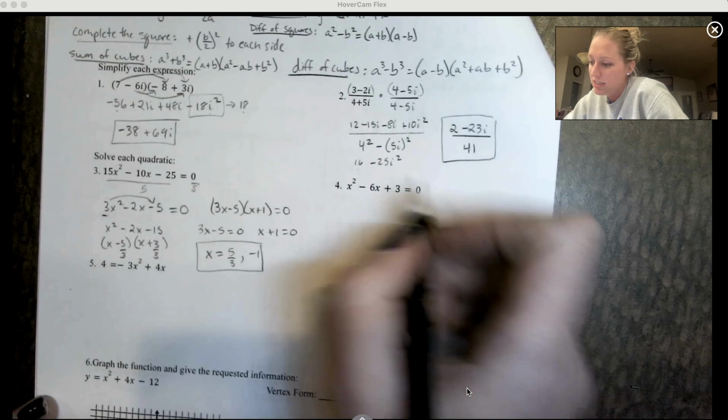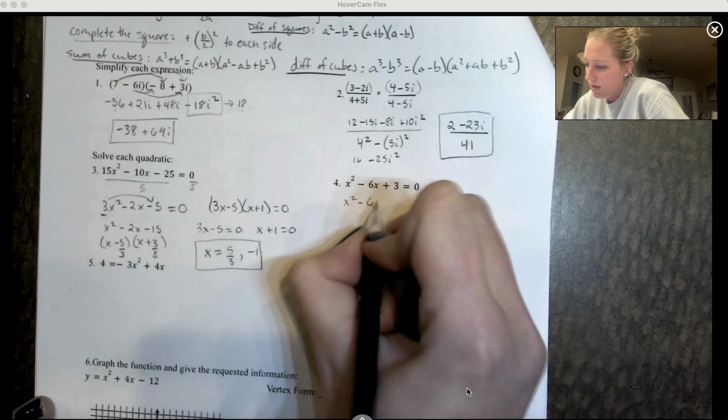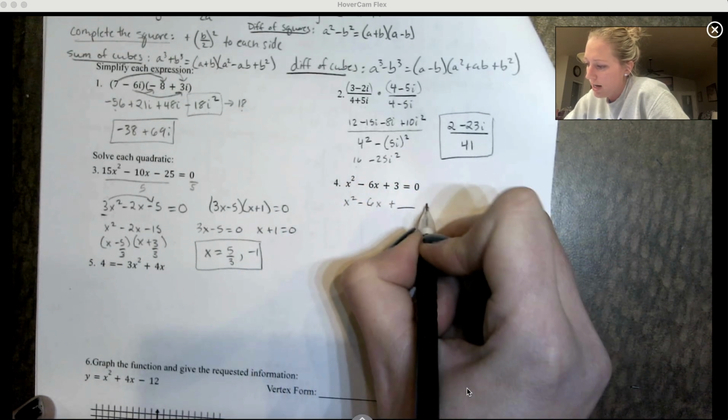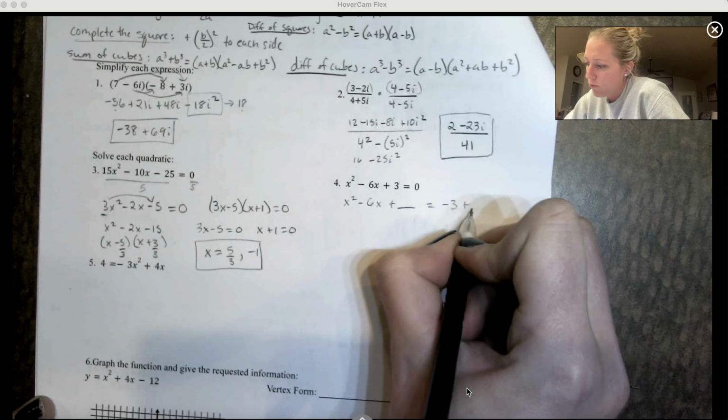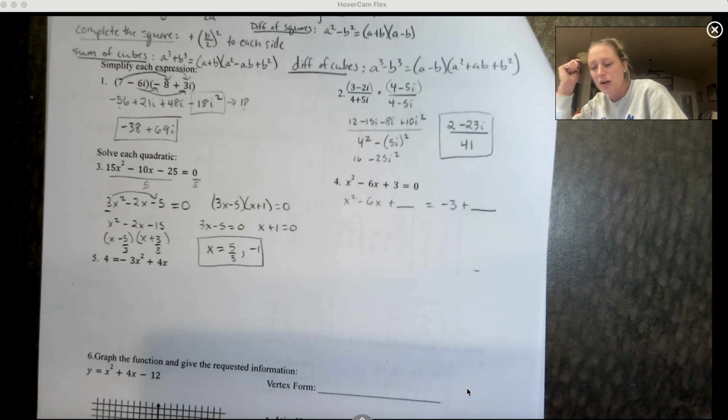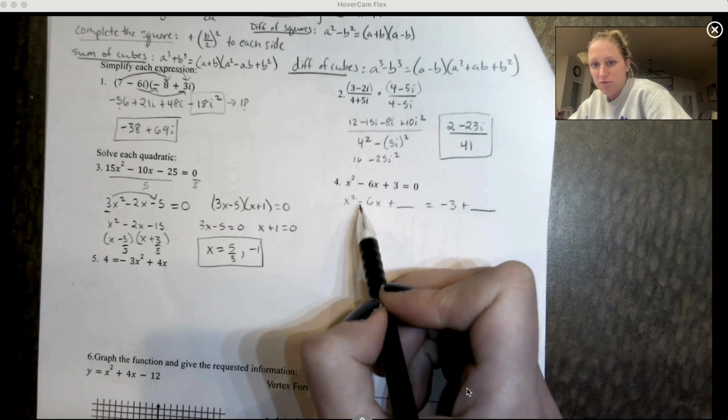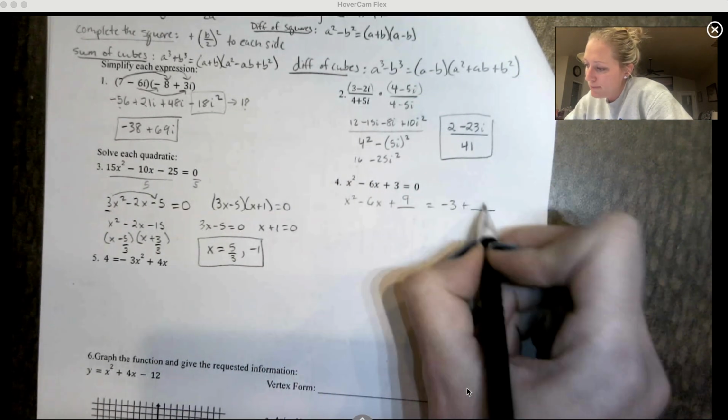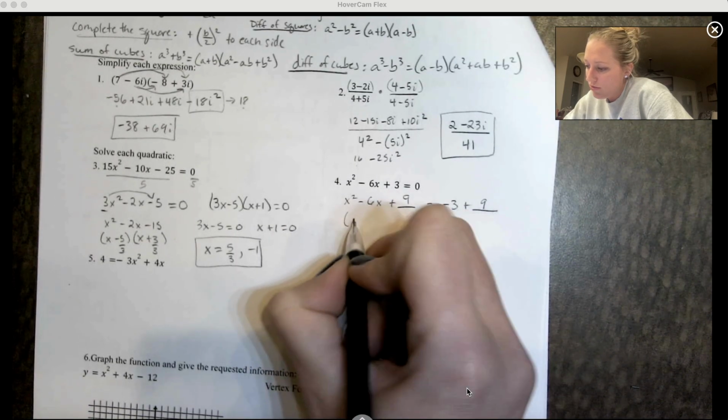Okay, so I'm going to subtract c to the other side. And this is where I like to leave a blank for what I'm adding. So remember, completing the square is adding b over 2 squared to both sides. b over 2 is -3, squared is 9. Adding that will make this factorable.